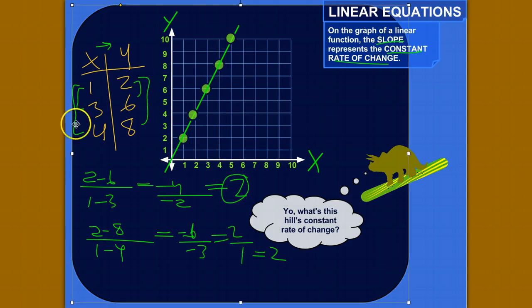So the constant rate of change defines the slope. The slope and the constant rate of change are the same thing for a linear function like this.